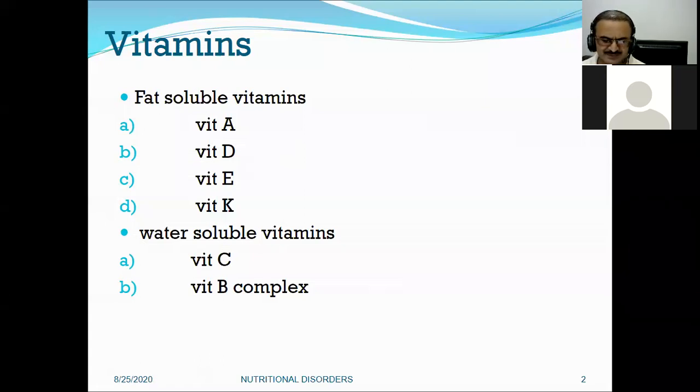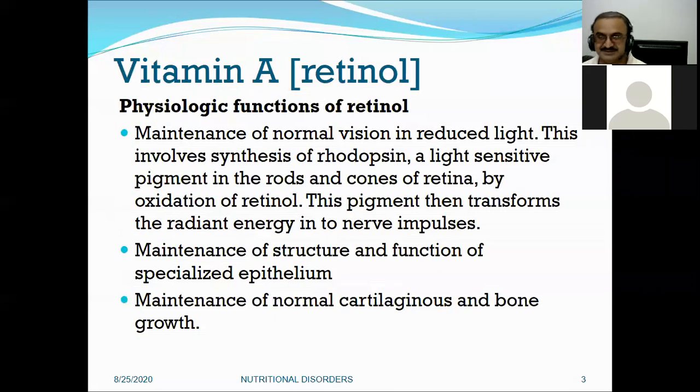So they are very important. These vitamins are very important for our normal healthy life. So vitamin A, other name is retinol. So it's very important. What are its main functions, physiological functions of retinol in our body?